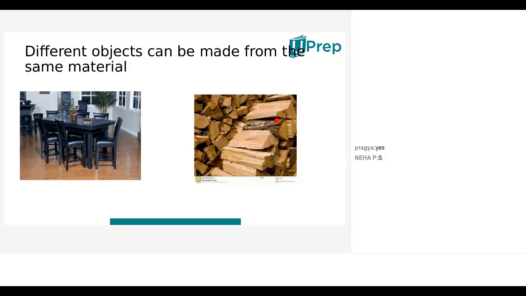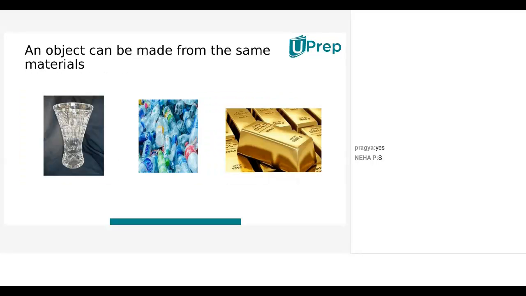Okay. So we have already dealt with this concept in the previous session. Different objects can be made from the same material. For example, the raw material is wood. From wood we get different objects like table, chair, even bed, study tables, different kinds of objects. Even furniture is made of wood. With a single material, different kinds of objects can be made. This is one of the criteria.